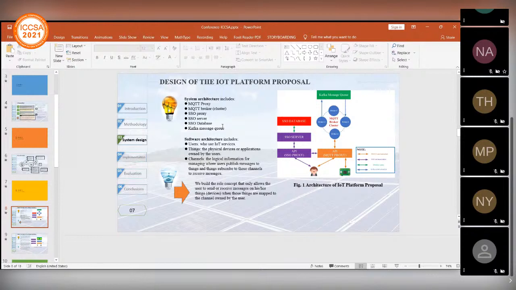You can see figure 2 illustrates the publish message flow. This flow follows the steps below. Step 1: the user or publisher sends the message to the MQTT proxy instead of connecting directly to the MQTT broker. Each outgoing message contains a token, and this token will be authenticated by the single sign-on service.